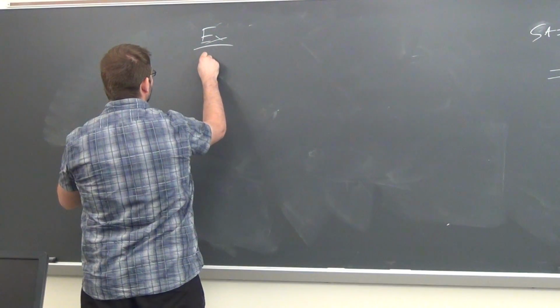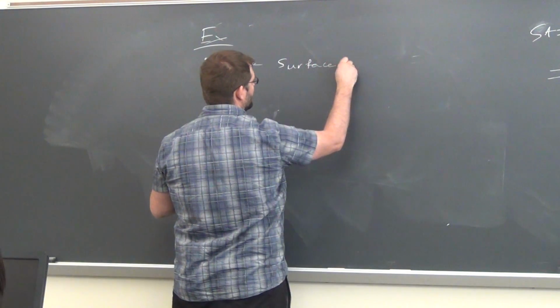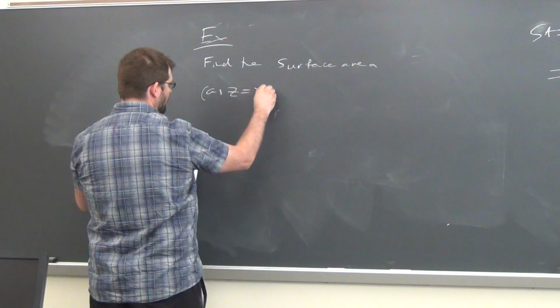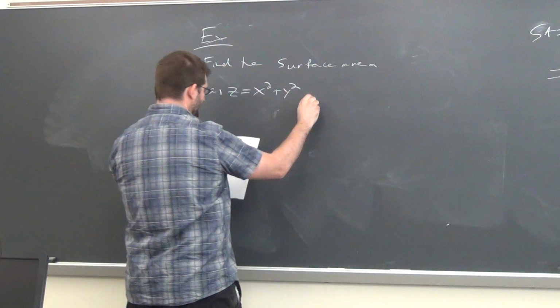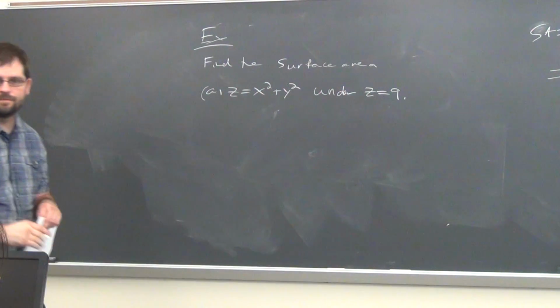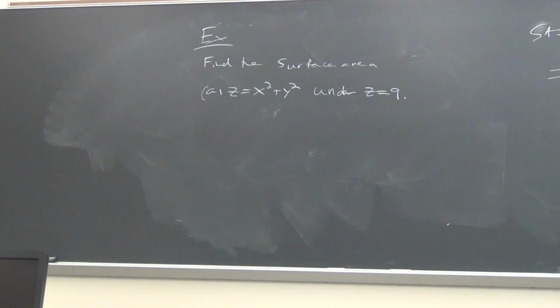So, find this surface area. And then I'll just describe some things here. So the first one is the equation z equals x squared plus y squared under z equals 9. I guess let's set this one up together.